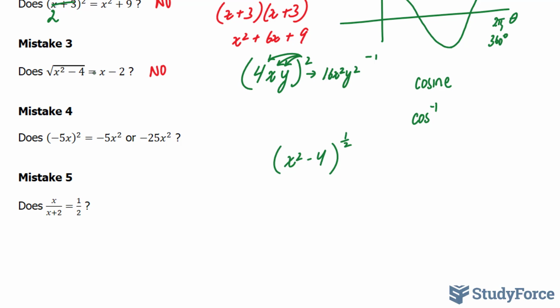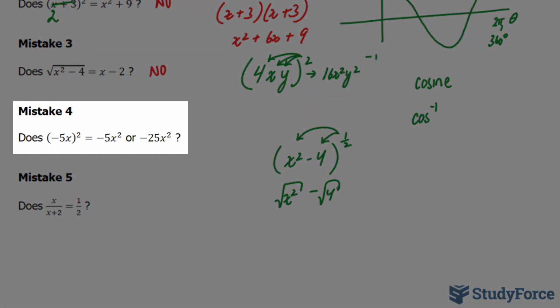And this actually goes back to our previous example, where we learned that you cannot distribute the exponent when you have an expression with more than one term. So presumably what the person did was they took each of these terms and gave it their own radical, which is mathematically invalid. Now let's move on to mistake 4.